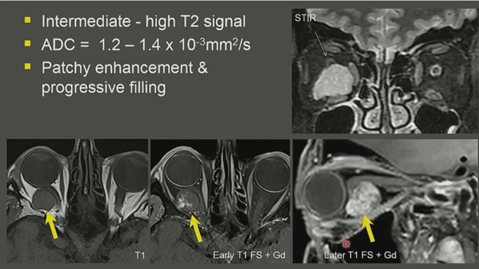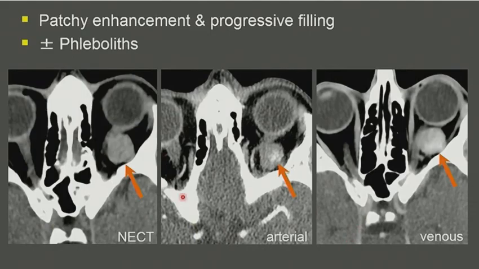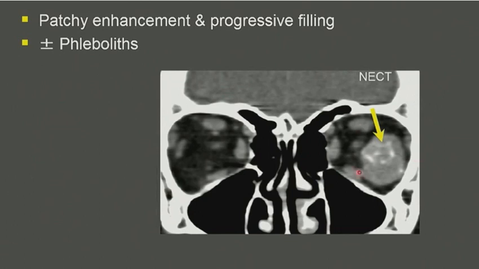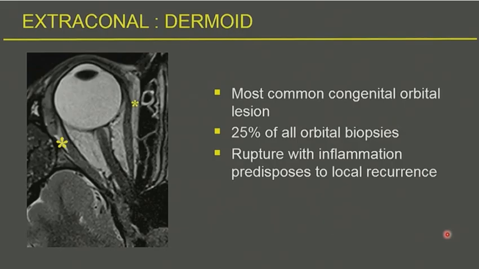You can also see these features on CT, for example, in this case here, patchy filling initially and then progressive filling in the venous phase. Some hemangiomas have phleboliths, but not all of them.